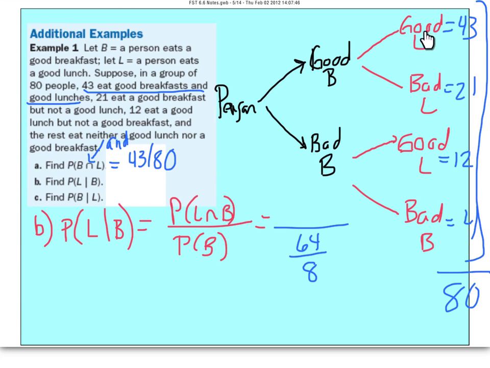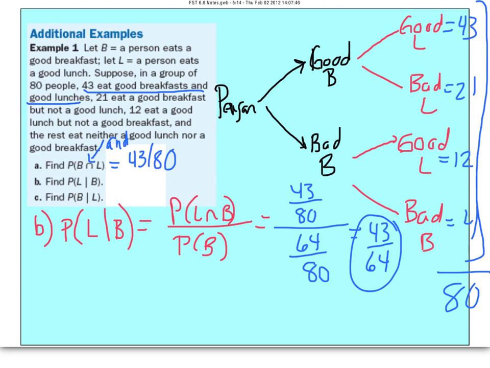Now in the top half here, the probability that you had a good lunch and breakfast. Well, a good lunch and a good breakfast is right here. That's going to be 43 out of 80. When you end up simplifying it, you're just going to get 43 out of 64 is the answer.